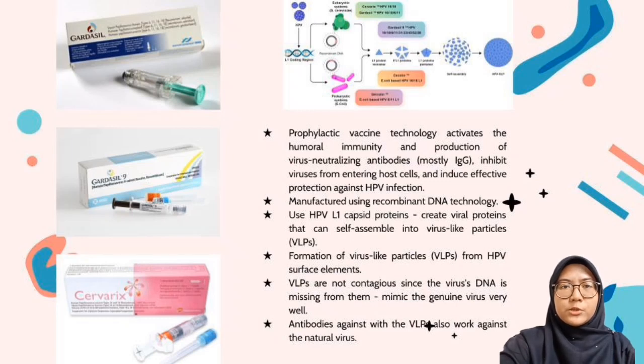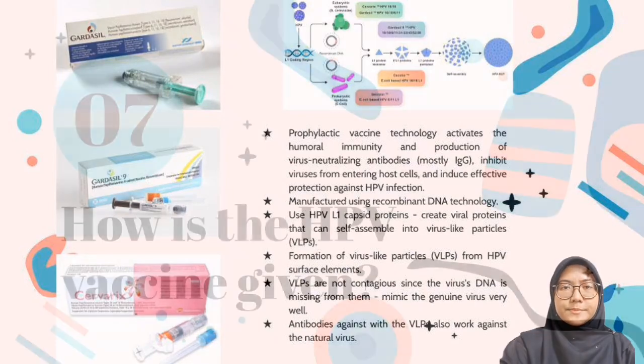The basis of the current HPV vaccine is the formation of virus-like particles, VLPs, from HPV surface elements. VLPs are not contagious since the virus DNA is missing from them. However, they mimic the genuine virus very well, and antibodies against the VLPs also work against the natural virus.